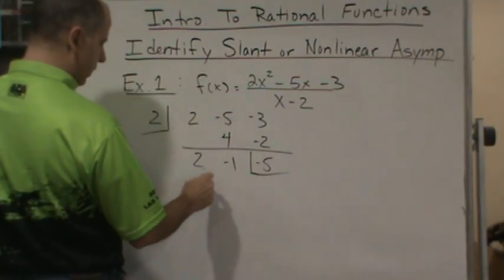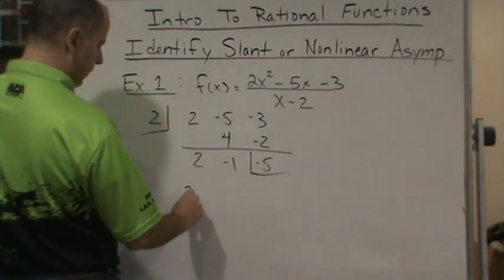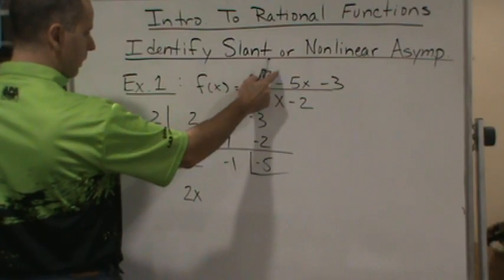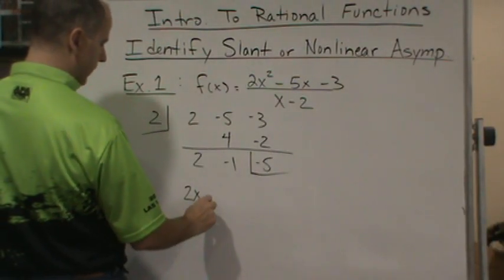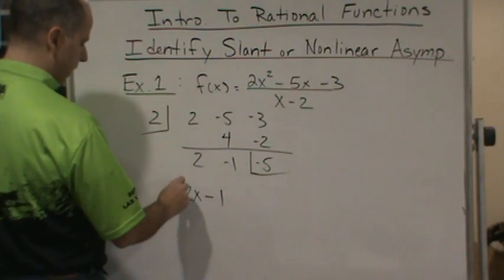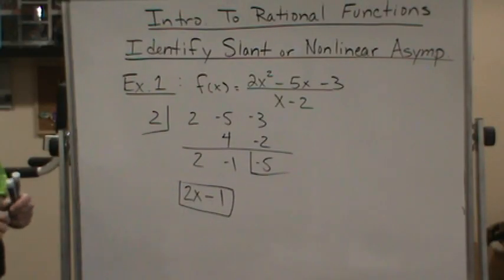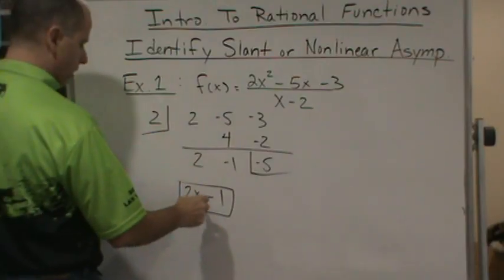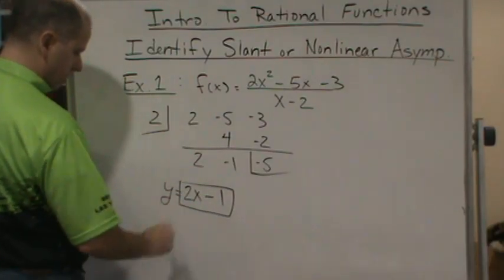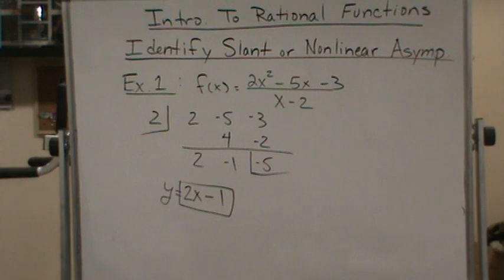So in this case here, we're going to get what? The quotient is going to be 2x, remember 1 less degree, right? So 2x minus 1. And this is our quotient, which means that is the equation of our slant asymptote. So y equals 2x minus 1 is what we would use to graph the oblique asymptote. And of course we would use dotted lines for that as well.